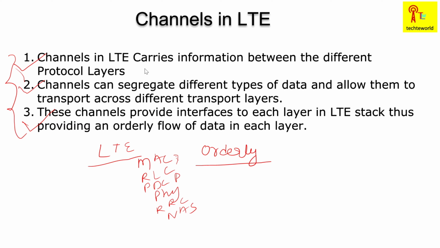First, channels carry information between the different protocol layers. Second, the segregation of different types of data across different transport layers. And third, they provide the orderly flow of data across each layer. So these are the three important functionalities of channels in LTE.